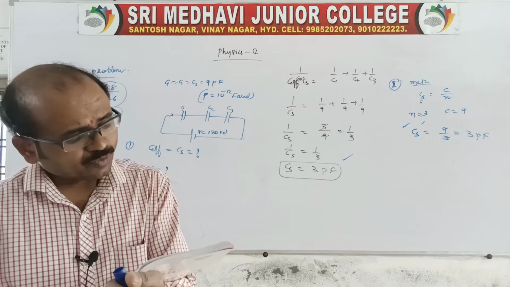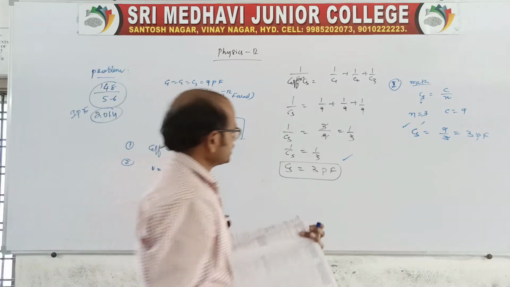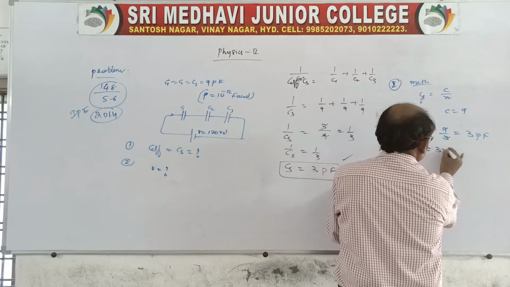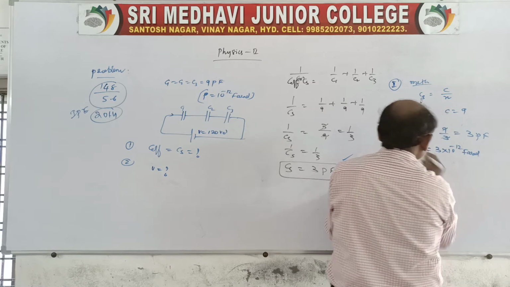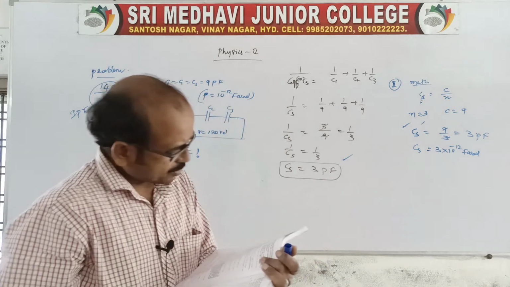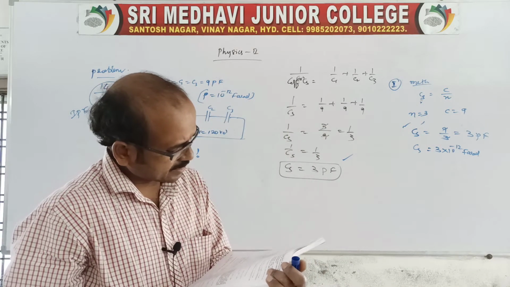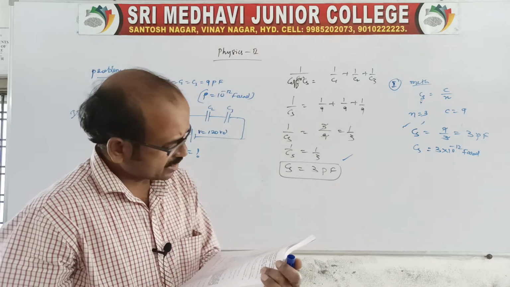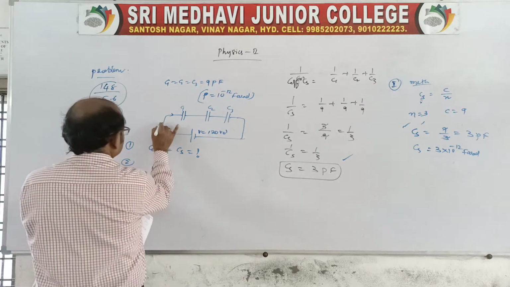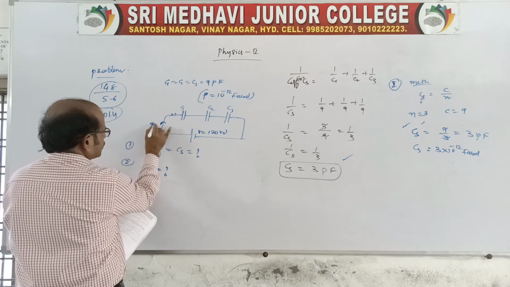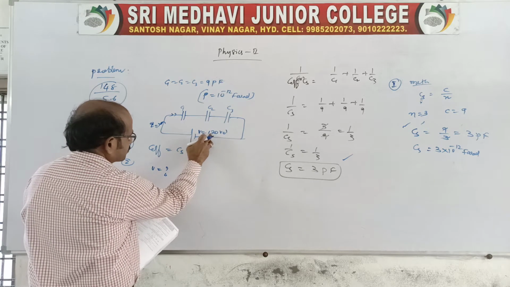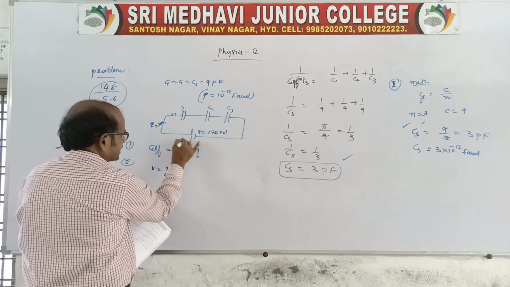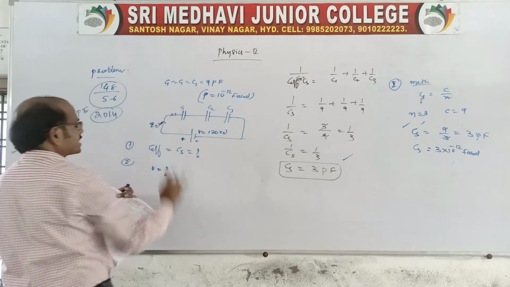Now, pF means 3 into 10 power minus 12 farad. So this is the series combination. Now he is asking the potential difference. So here we should get the charge, because we don't know how much charge is entering, Q. The supply is a 120 volt supply from the battery, but how much charge is entering, that we have to get.